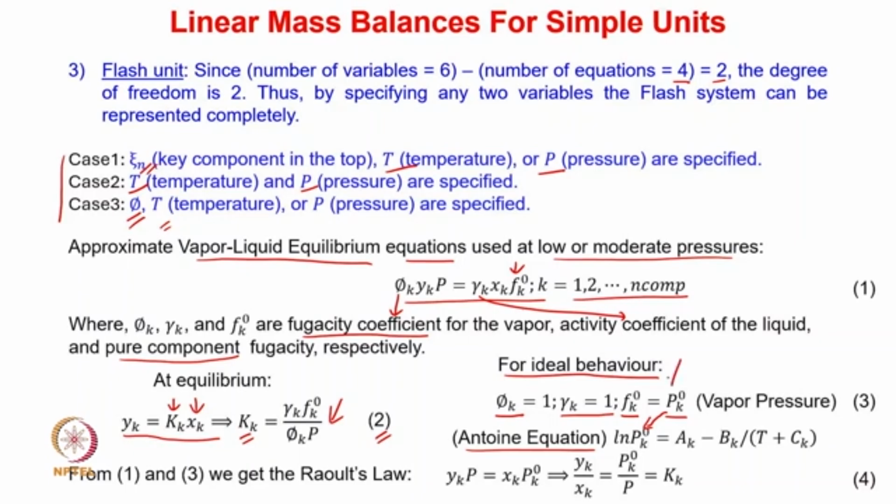Now we can use these ideal relationships in equation number 1. So with that, this phi k becomes 1, this gamma k becomes 1, and this fk naught becomes pk naught. So with that, the simplified equation obtained is this. Now this simplified equation we can rearrange. So yk by xk can be obtained as pk naught divided by p. So this is nothing but vapor pressure of kth component divided by the total pressure, that gives us the kk. So this equilibrium constant kk can be obtained as pk naught by p.